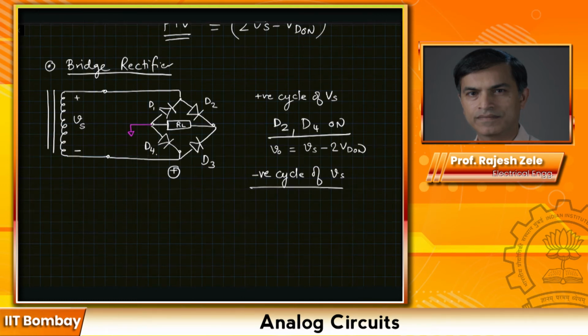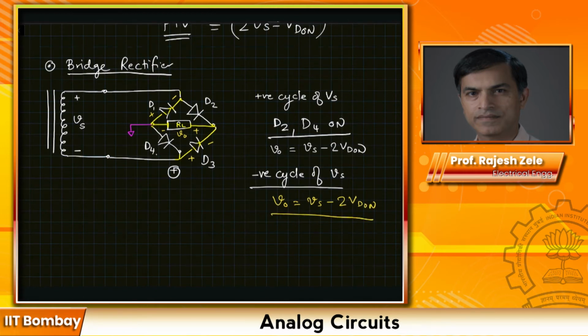In the negative cycle of Vs, we will have this node getting positive compared to the top, and the diode D3 will turn on, and then we will go through the load resistor, and then diode D1 will turn on, and that's the way we will complete our circuit. So in this case, you will have plus minus Vd on across diode D1, plus minus, that will be your V out, and then plus minus Vd on across diode D3, and you would again get V out equal to Vs minus 2 Vd on. That would be the peak voltage at the output.